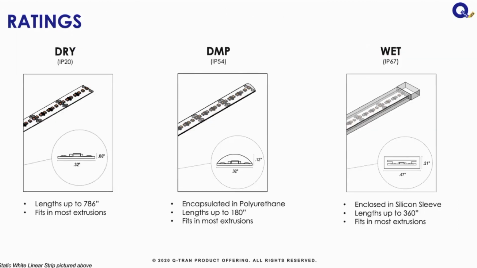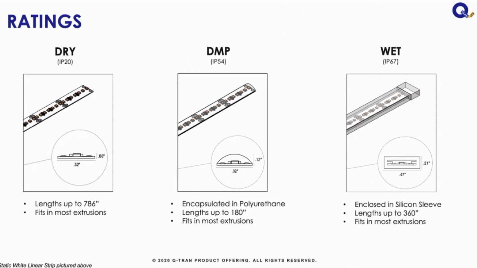Looking at the environmental ratings, the dry, which is IP20, is the unchanged LED strip with the chips and the resistors on top. The next option is damp, and this is an IP54 option. What we've done is encapsulated a bubble on top of the chips and the resistors to give it a little bit more water resistance. The maximum length we can do for this damp option is 180 inches, or 15 feet, as we use our encapsulation machine, which is how we make our QCAP products, which you may have seen in a previous webinar, Q School.